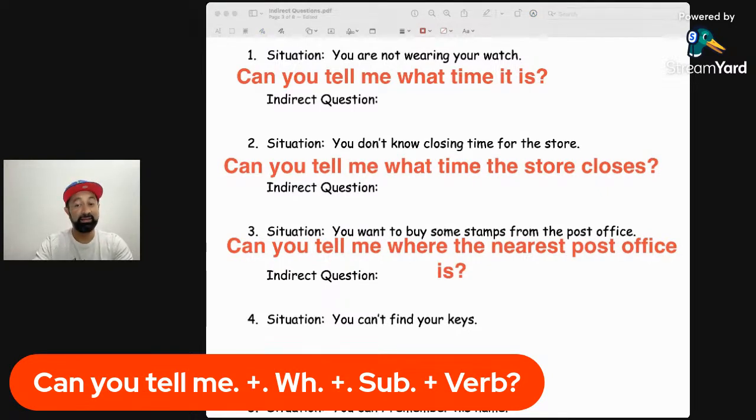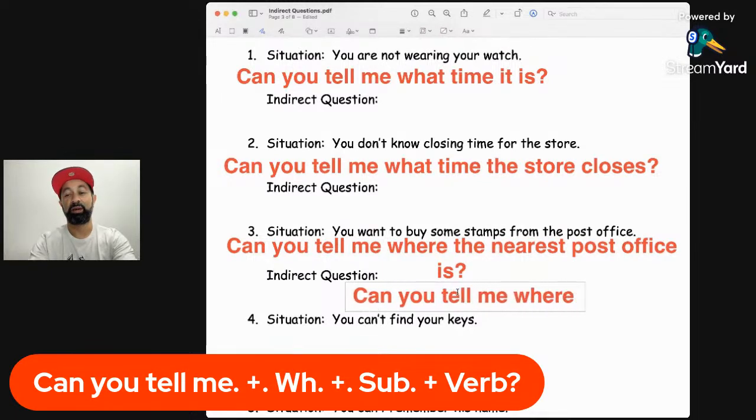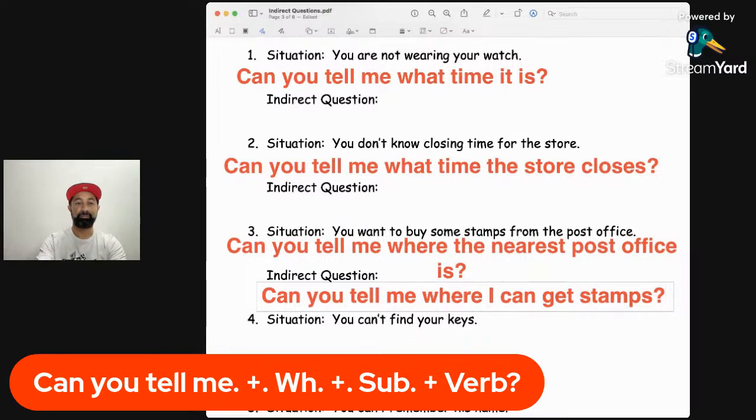Okay. And there could be a different question. Maybe you don't want to know where the post office is. You just want to know where you can buy stamps. In that situation, my question would change. Can you tell me where I can get stamps? Now, if you notice here, I didn't say buy stamps. I said get stamps. Get equals buy.